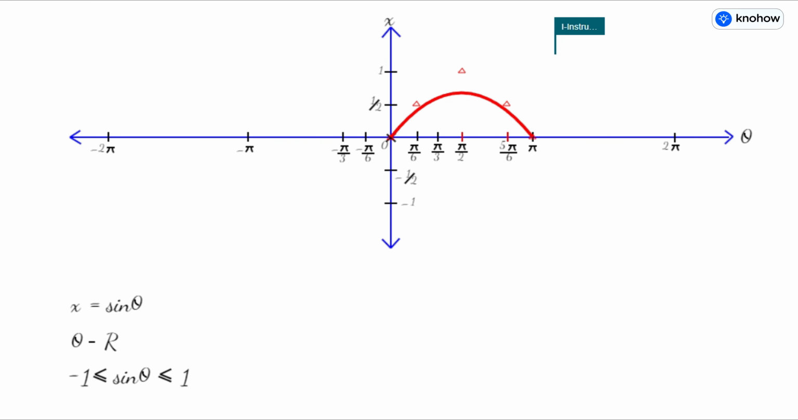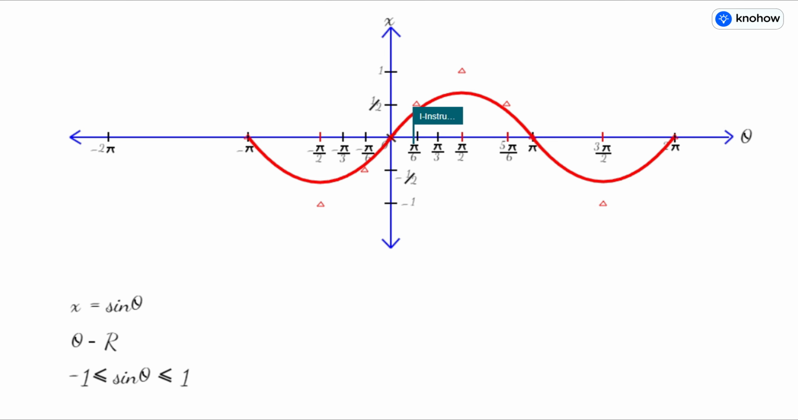And similarly, if we find the value of sine 3 pi by 2, it will be -1, and sine 2 pi will be 0. So you get a graph like this. And on the negative side, you know, sine -30 is -half, sine -pi by 2 is -1, sine -pi will be 0. So the graph can be extended like this, and so on. So this is the graph of sine theta.